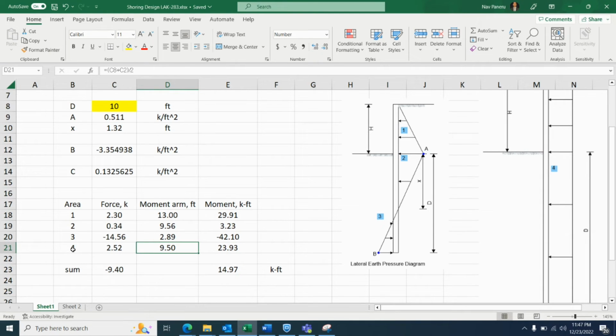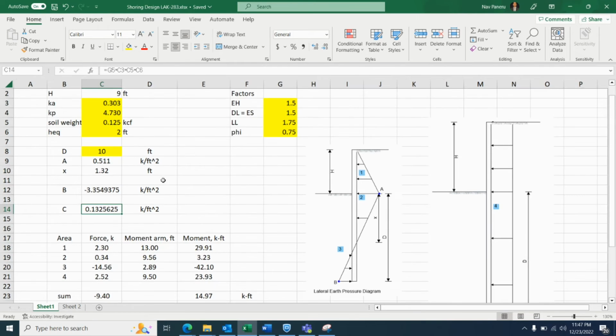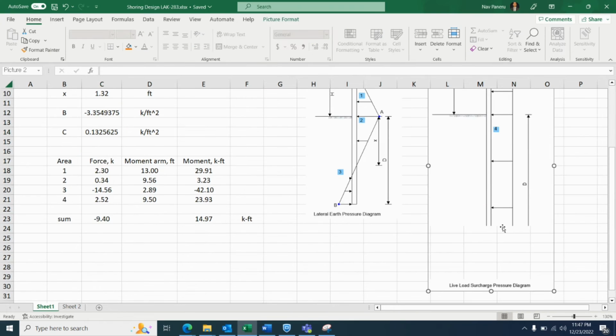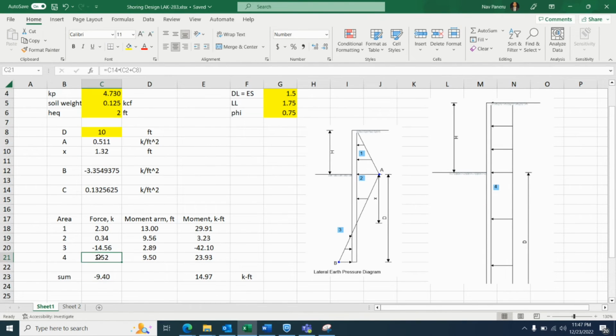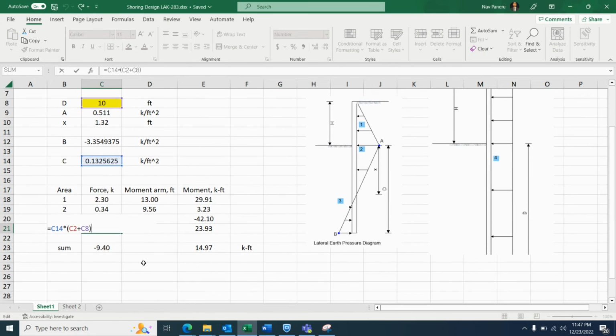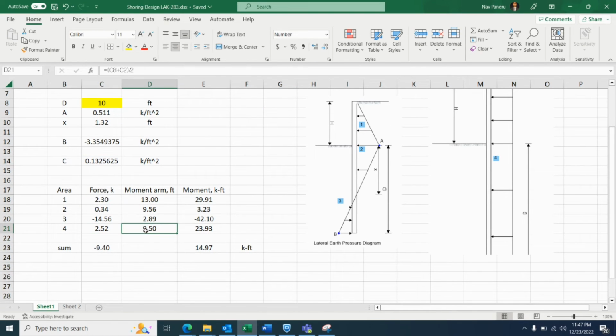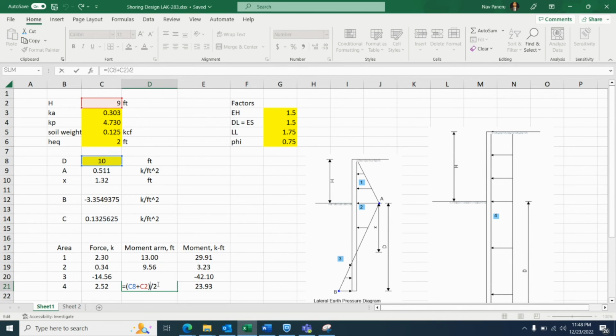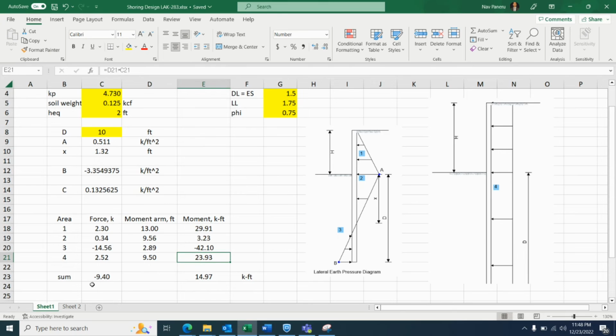And let's take a look at area 4. For area 4, the width of this distribution is C. So the force will be C multiplied by the height. The total height is H plus D, and the moment arm will be half of H plus D, which is C8 plus C2 divided by 2. Again, we'll multiply to get the moment.